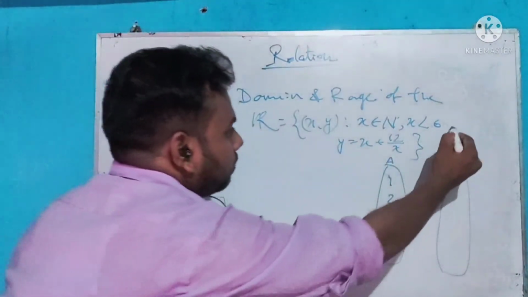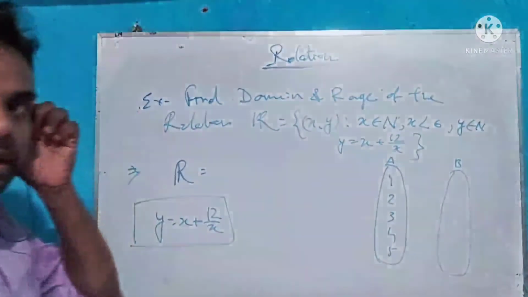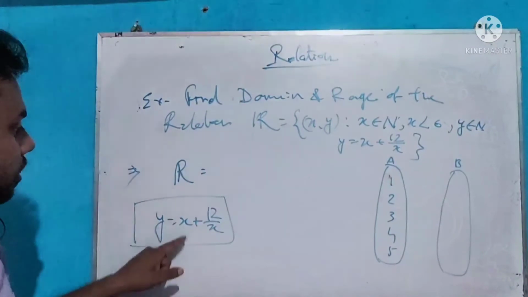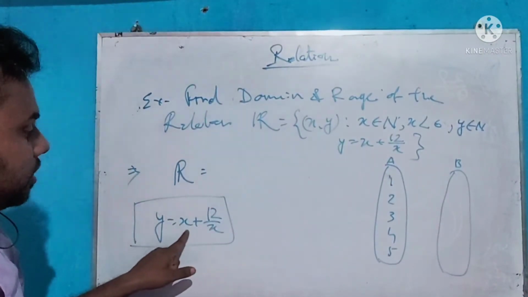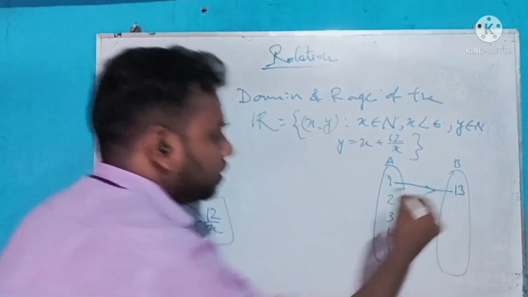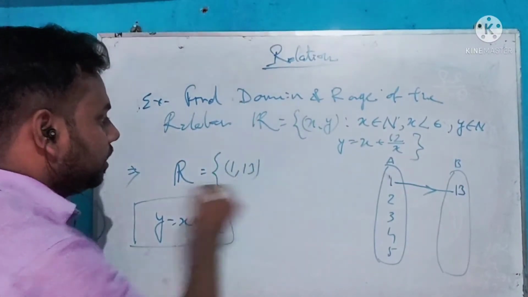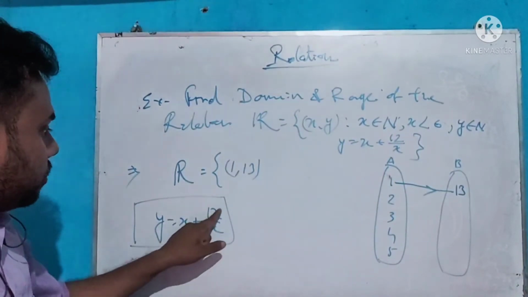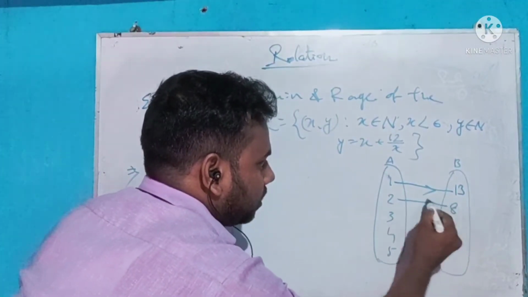Here we can also mention that y also belongs to natural numbers. Now if we put x equal to 1, then 1 plus 12 by 1 is 13. So 1 is related to 13. Next we put 2: 2 plus 12 by 2, that is 6, 6 plus 2 is 8. So 2 is related to 8.